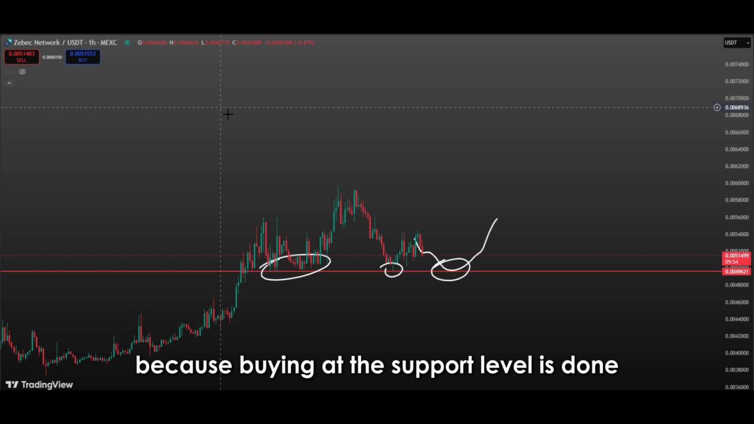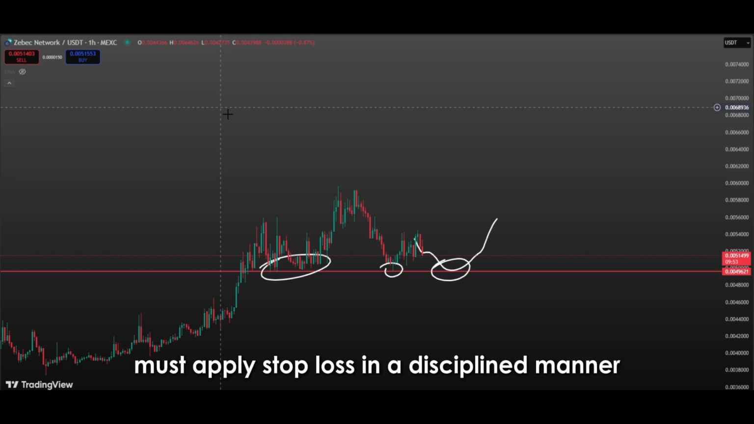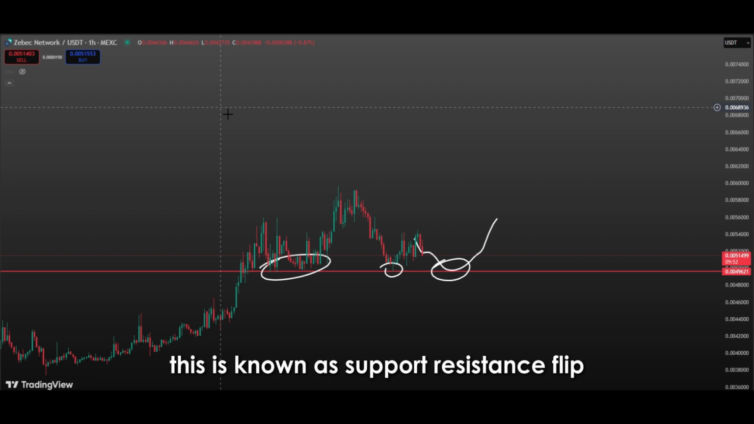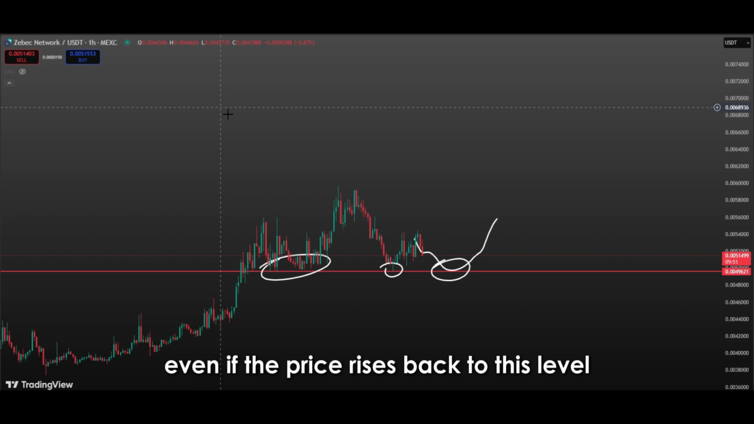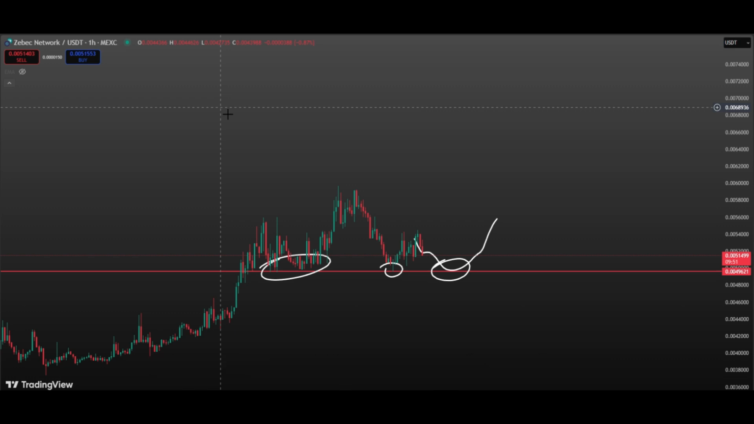Because buying at the support level is done with a stop-loss level close by, the potential loss is minimized. However, if the support line breaks, the investor must apply stop-loss in a disciplined manner, because the broken support may turn into resistance. This is known as support-resistance flip in technical analysis. After this flip, even if the price rises back to this level, it becomes a difficult barrier to overcome. Therefore, positions that do not cut losses in time can suffer greater losses.